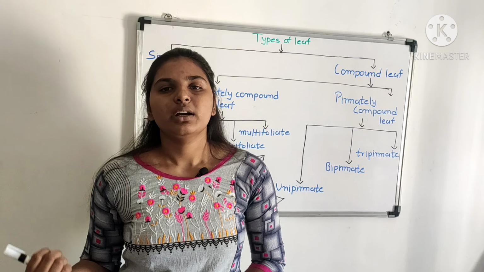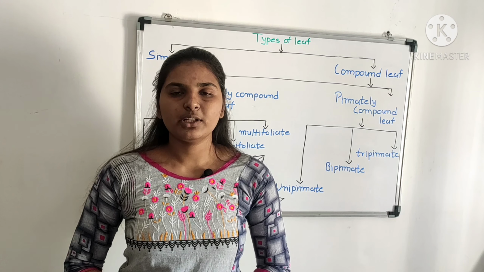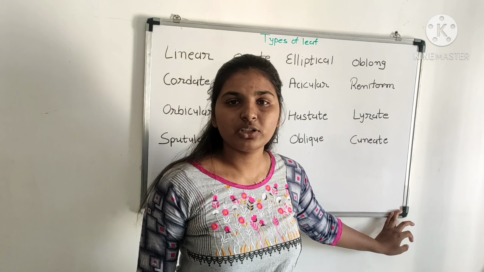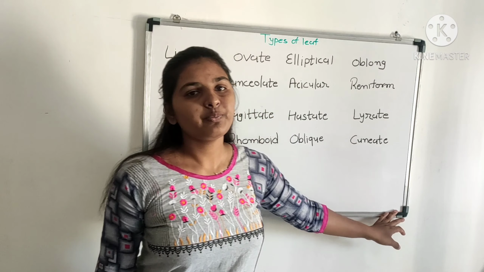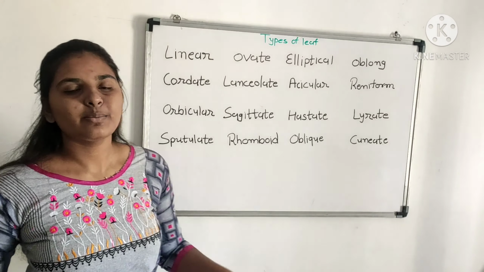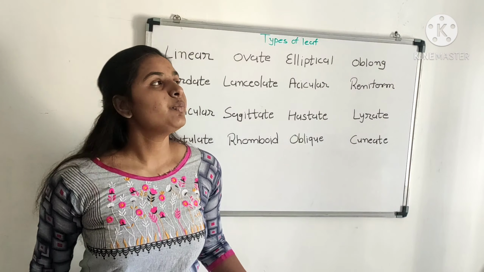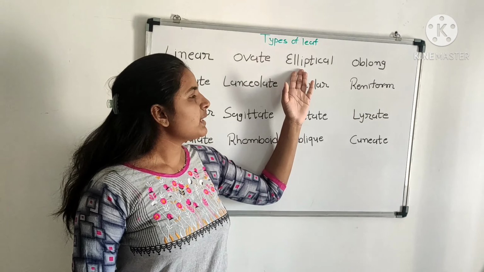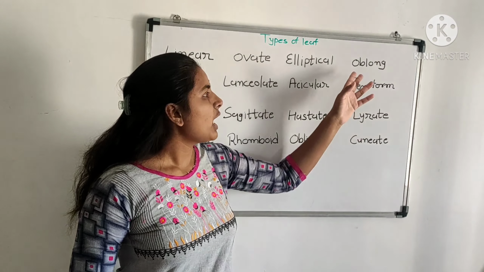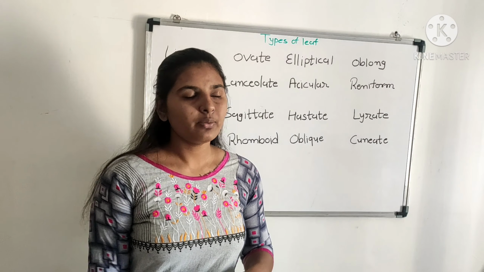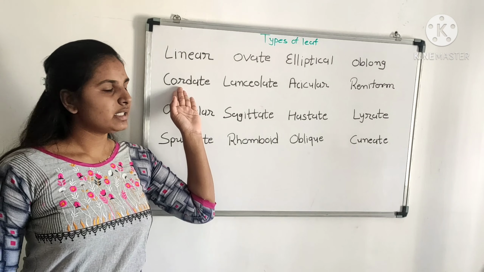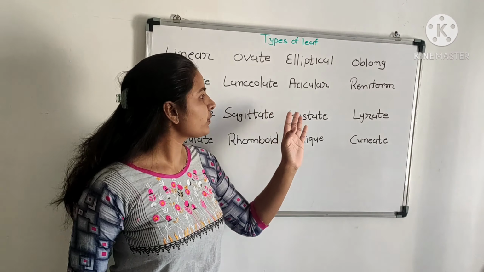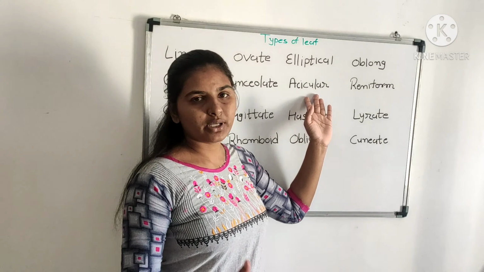Okay, now we talk about other types of leaf, based on shape. First is linear, a small, flat and linear shaped leaf. Ovate has an oval type of leaf. In elliptical, the ellipse type of leaf. Oblong, we have a rectangular type of leaf. In cordate, we have a heart-shaped leaf. In lanceolate, we have a lance type of leaf. In acicular, we have a needle or arrow type of leaf.